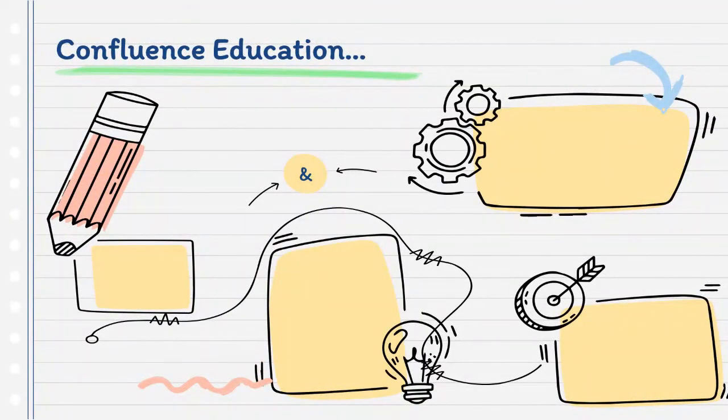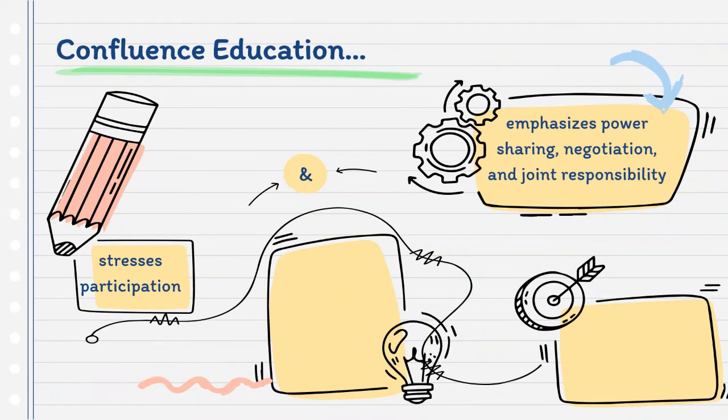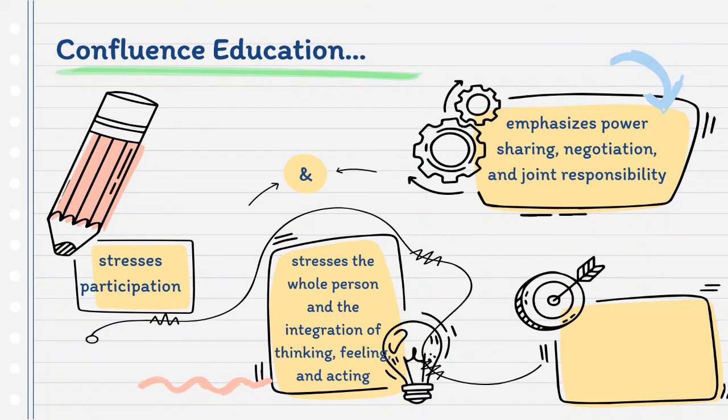In confluence education, humanistic educators realize that cognitive, affective, and psychomotor domains are interconnected and that curricula should address these dimensions. So confluence education stresses participation and emphasizes power, sharing, negotiation, and joint responsibility. It also stresses the whole person and the integration of thinking, feeling, and acting. Lastly, it centers on subject matter's relevance to students' needs and lives.